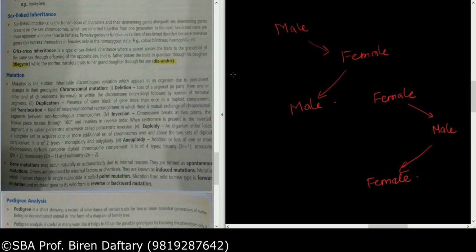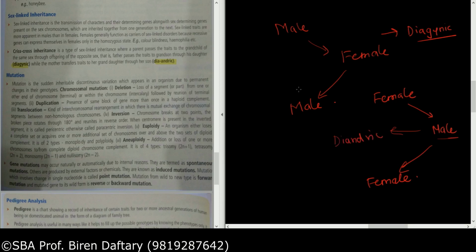Okay, now what is diagynic? Diagynic is the term in which the female is passing the gene. So she is getting the gene from a male and she is passing it to another male. This condition is called diagynic. So if the female is in between, then it is called diagynic. Whereas if a male is collecting a gene from a female and passing it to another female, then this condition is called diandric. So please don't get confused.